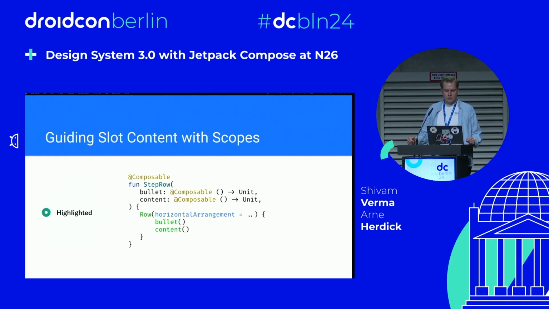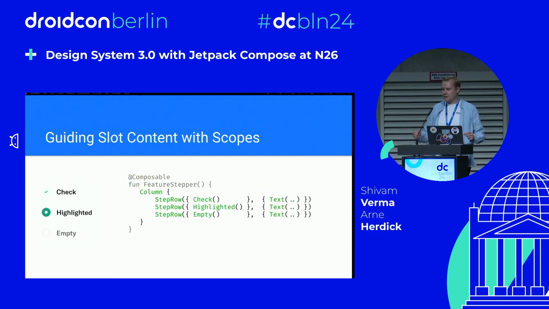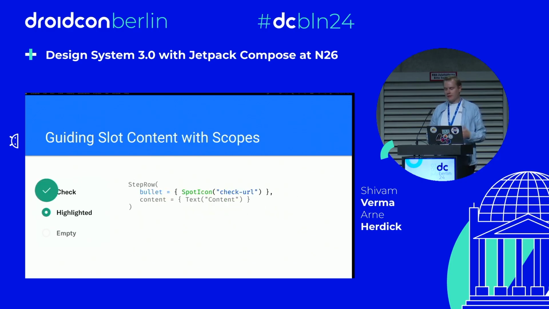We have some horizontal arrangement, and the feature developer can simply build their feature stepper with three step rows in a column, and they have the correct icons, more or less, and the text that the feature developer wants. Basically, what we are fearing is that some feature developer tries to build this, and they choose the wrong icon. So suddenly we get this, and then they don't look at it, they push it to production, and we have this completely destroyed layout.